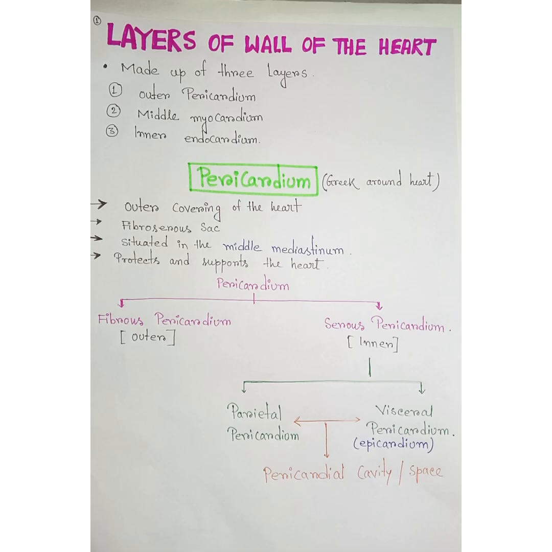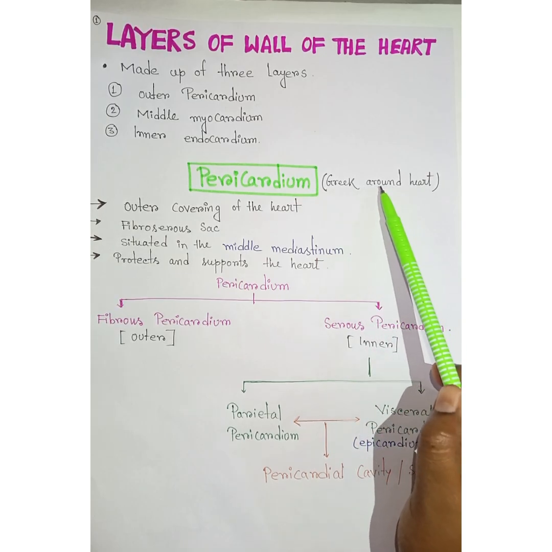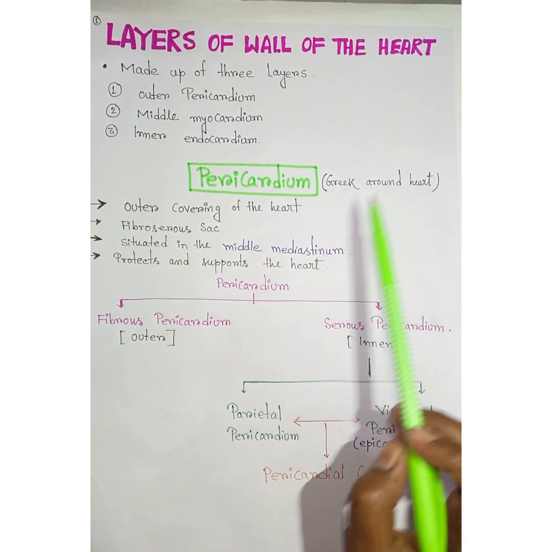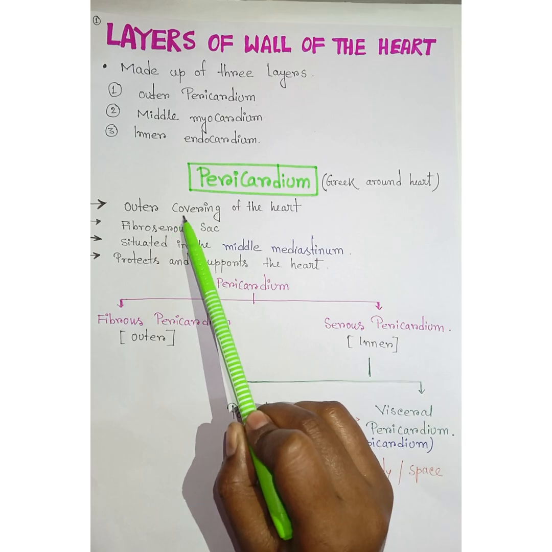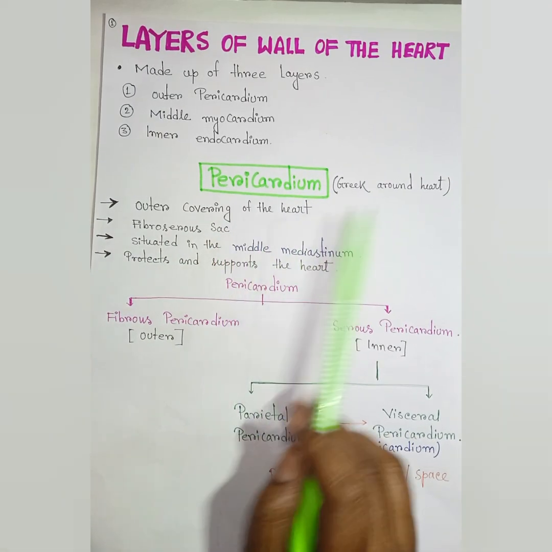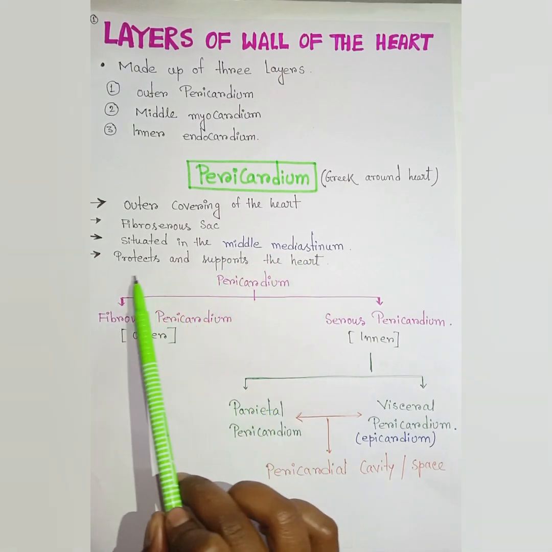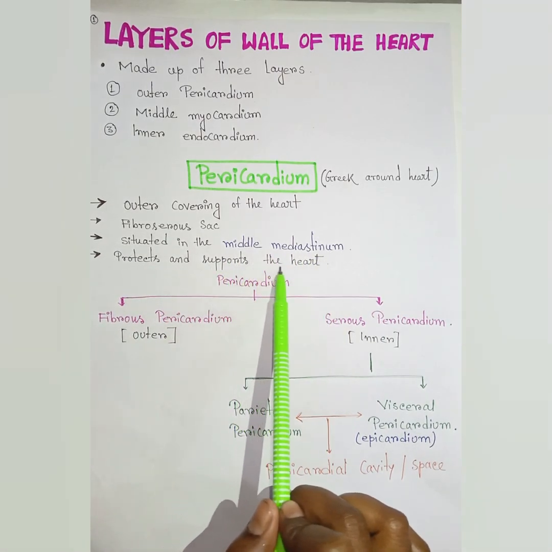Now coming to the pericardium. Pericardium is a Greek word. It means around the heart. So the pericardium is the outer covering of the heart. It is a fibroserous sac situated in the middle mediastinum. The pericardium protects and supports the heart.